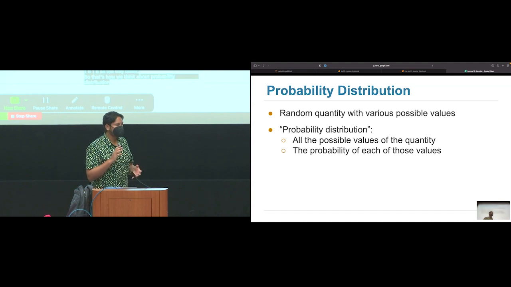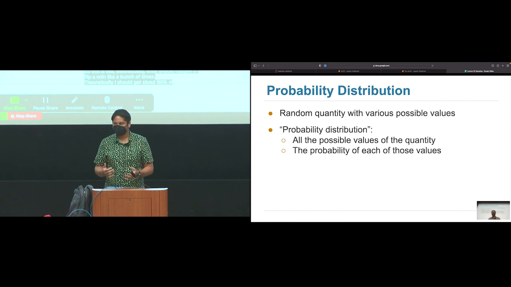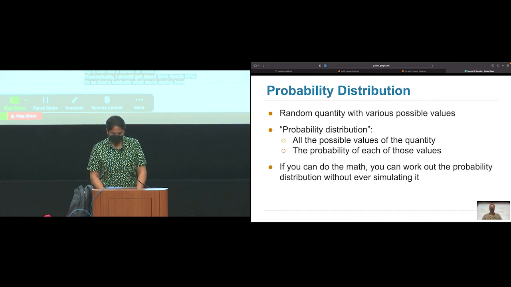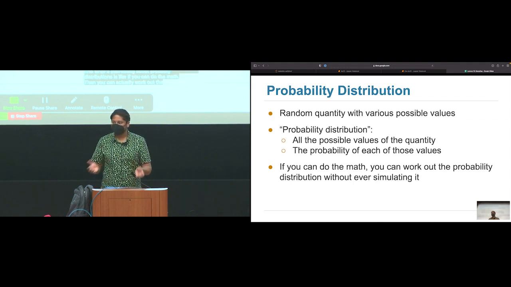Think of it as theoretical when I say probability distribution. This is theoretically what should happen. If I flip a coin a bunch of times, theoretically I should get about 50% heads and 50% tails. That's basically what we're saying in terms of a probability distribution. And what's interesting about probability distributions is that if you can do the math, you can work out the exact probability distribution of any random quantity.